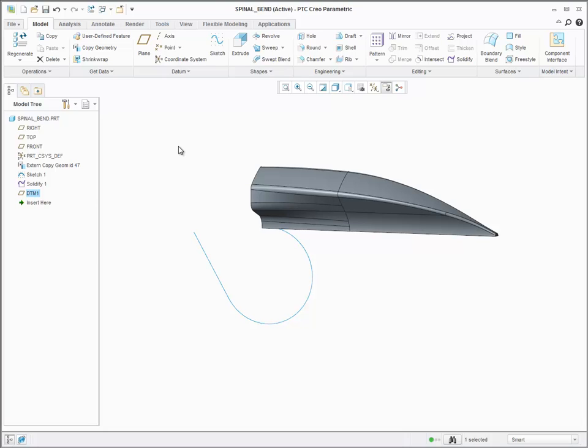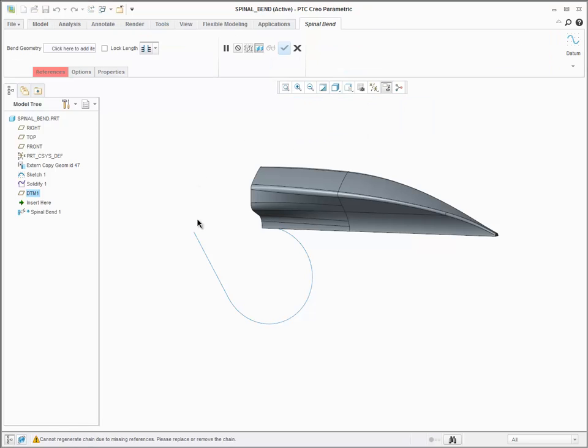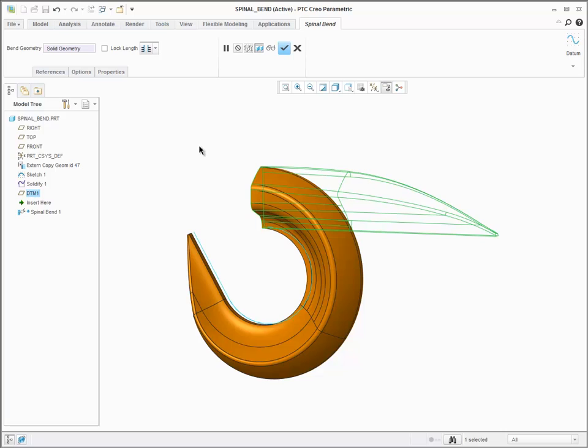Spinal Bend has a modernized user interface and enhanced functionality. By default, Spinal Bend bends all of the selected geometry along the spine to match the length of the spine. If the spine is longer, the geometry is stretched along the spine, and if the spine is shorter, the geometry is compressed along the spine.